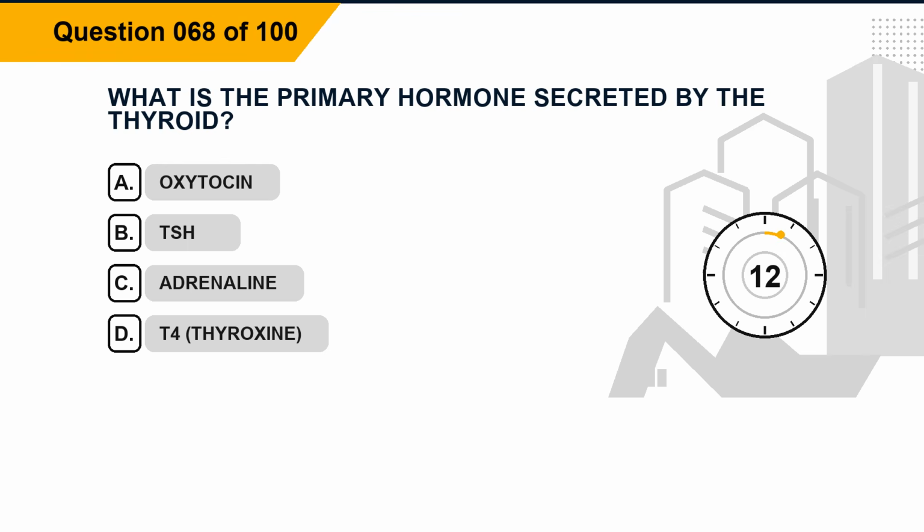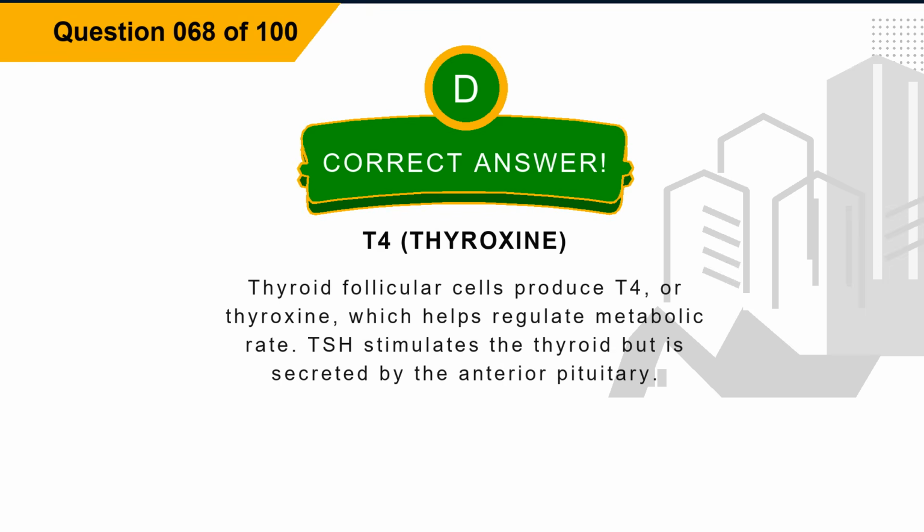Question 68. What is the primary hormone secreted by the thyroid? Option A, oxytocin. Option B, TSH. Option C, adrenaline. Option D, T4, thyroxine. The correct answer is option D, T4, thyroxine. Explanation. Thyroid follicular cells produce T4, or thyroxine, which helps regulate metabolic rate. TSH stimulates the thyroid but is secreted by the anterior pituitary.